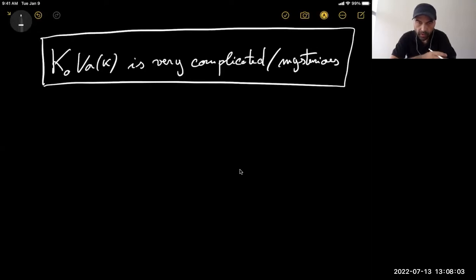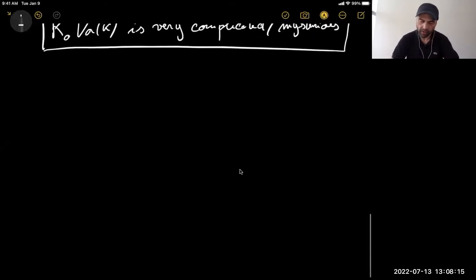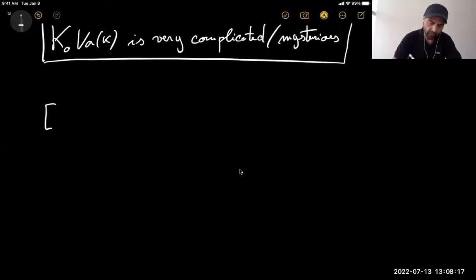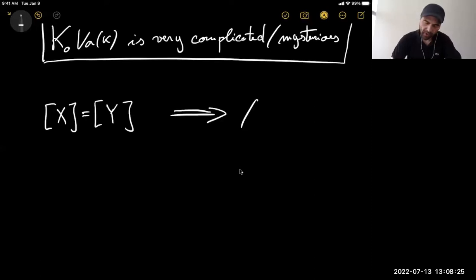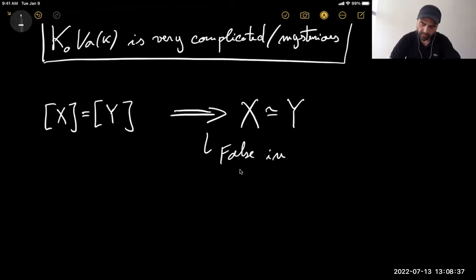So different authors study this ring using different techniques and try to answer different questions. Today, I'm going to focus on just one very simple implication, which is the following. Suppose that we have two algebraic varieties that have the same Grothendieck class. Does that imply that they actually are isomorphic to each other? And you see this implication and you immediately say, well, this is quite stupid. Of course, it doesn't work. Of course, it's false in general.